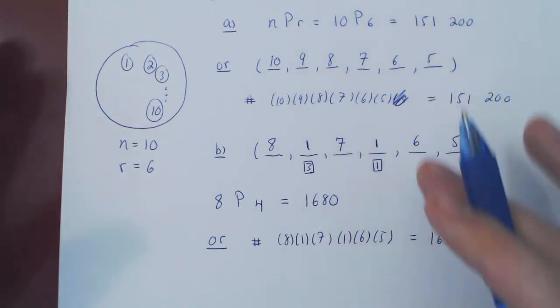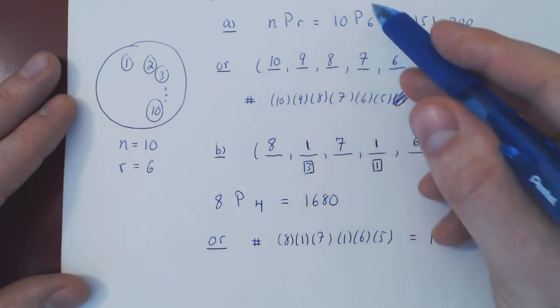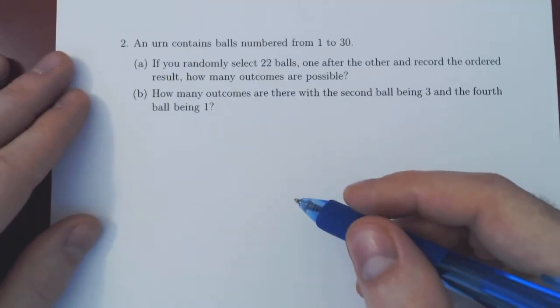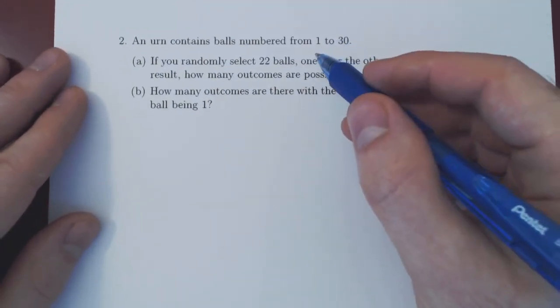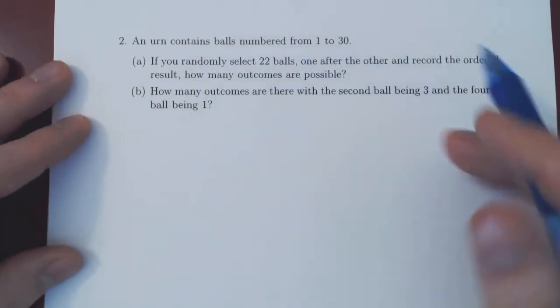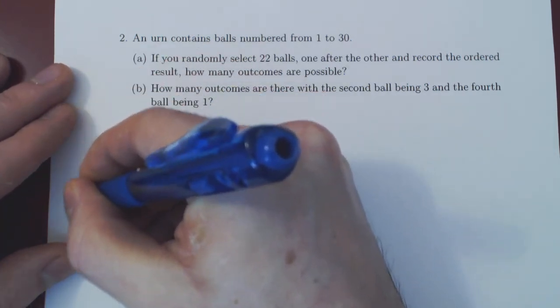So let's look at an example of this where we will not want to do it brute force, but do it properly with NPR. So same problem as number 1, except now we are saying that our urn contains balls numbered from 1 to 30. So 3 times as many balls as problem 1.